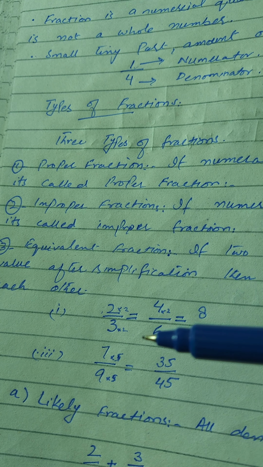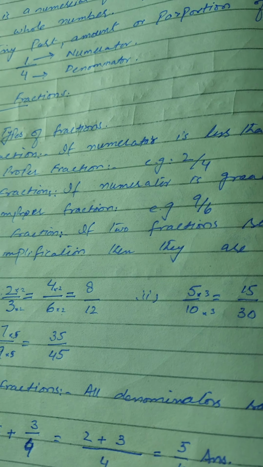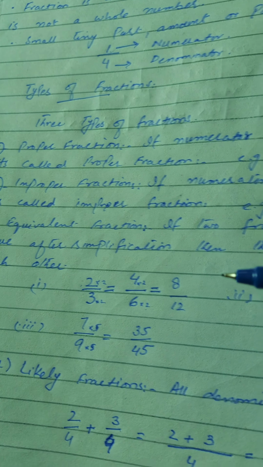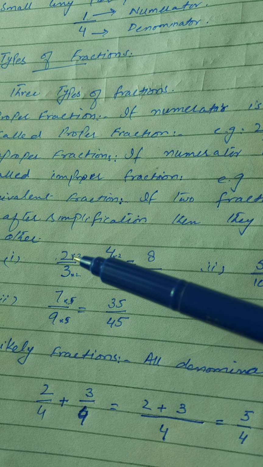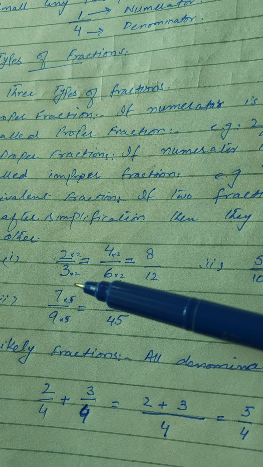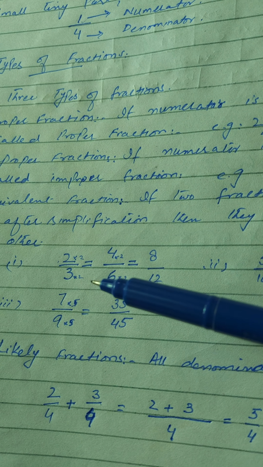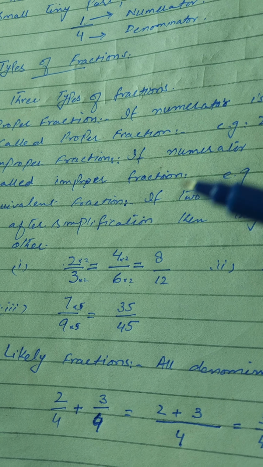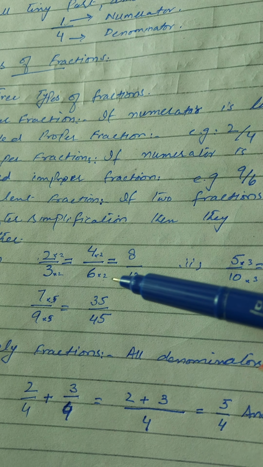The third type of fractions is the equivalent fraction. If two fractions result in the same value after simplification, then they are called equivalent fractions, or they are equivalent to each other. How? For example, take 2 by 3. If we multiply both the numerator and the denominator by the same number, 2 times 2 is 4 and 2 times 3 is 6. If we multiply 4 and 6 by 2 again, 4 times 2 is 8 and 6 times 2 is 12.